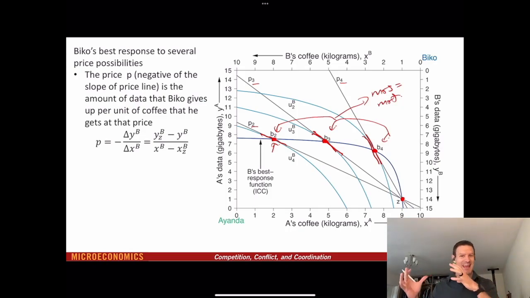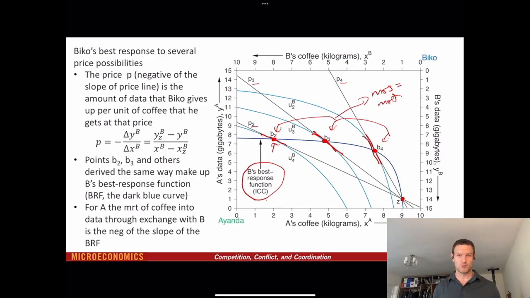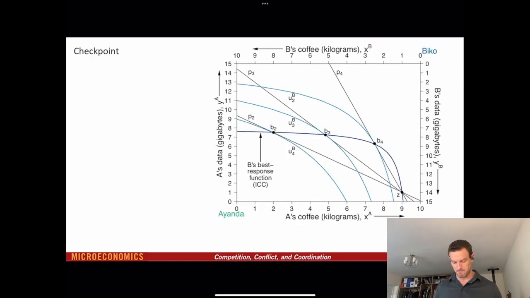Now, when we combine every single point where he is maximizing his utility, what do we find? We find the best response function or incentive compatibility constraint. So points B3 and B2 would be derived the same way that we derived point B4 from MRS equals MRT. Where we have all of them put together, we get the best response function.